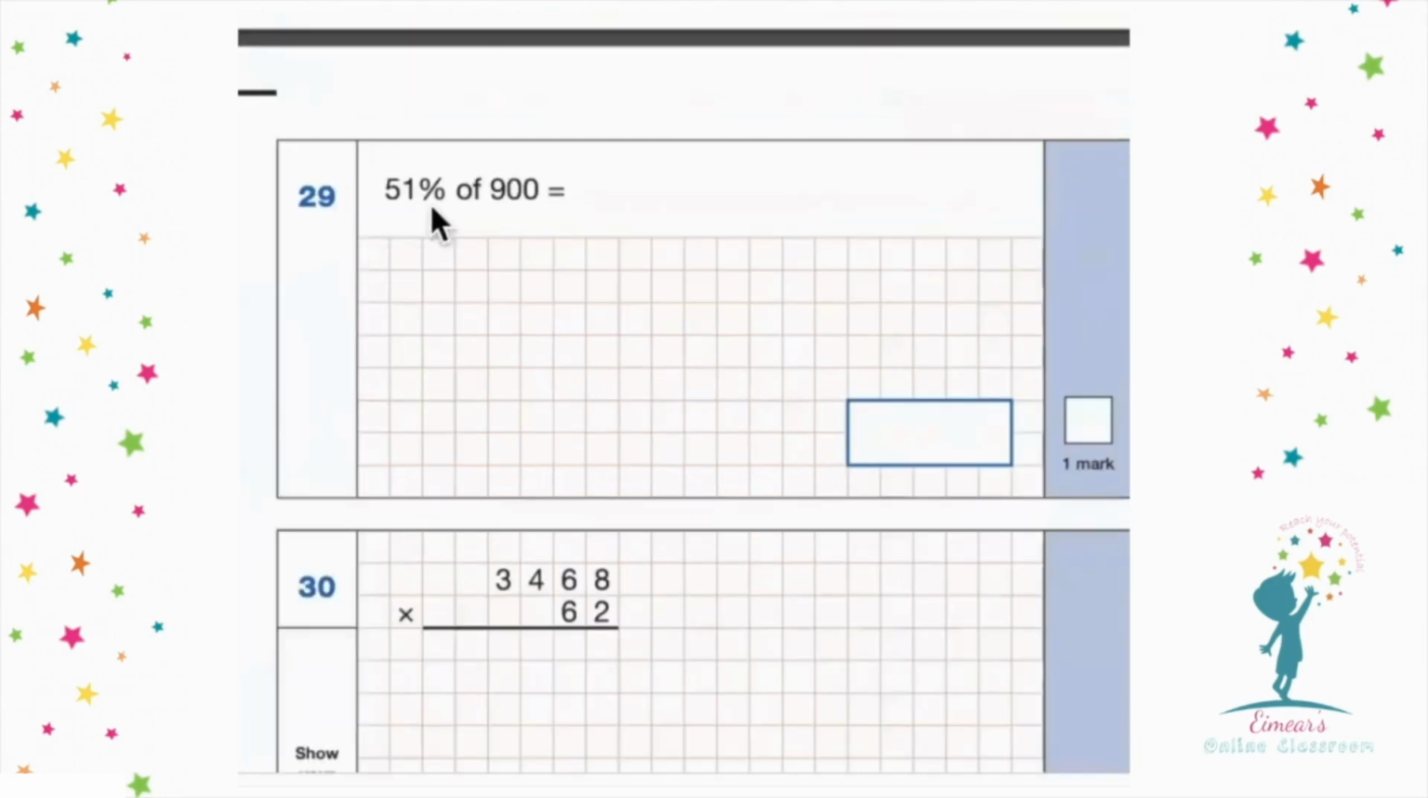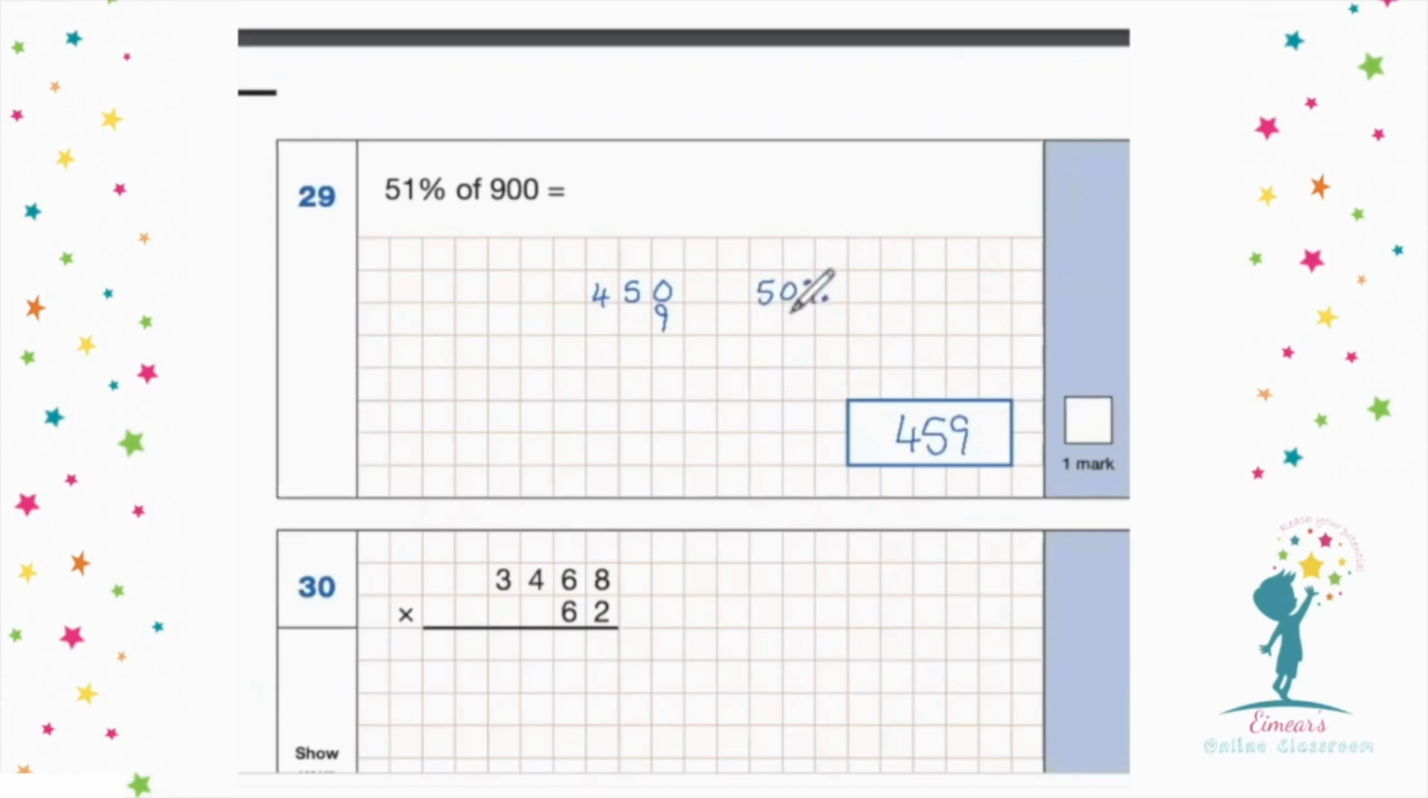So this question is 51% of 900. Easiest way to do this is 50% of 900 is 450. We're just going to half it. Now we need to know 1% of 900 is 900 divided by 100 is 9. So our answer is 459. That's 50% and 1%.